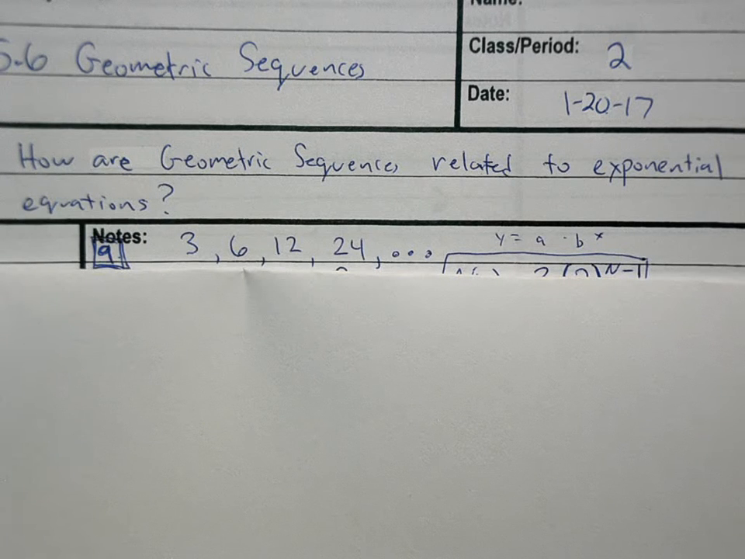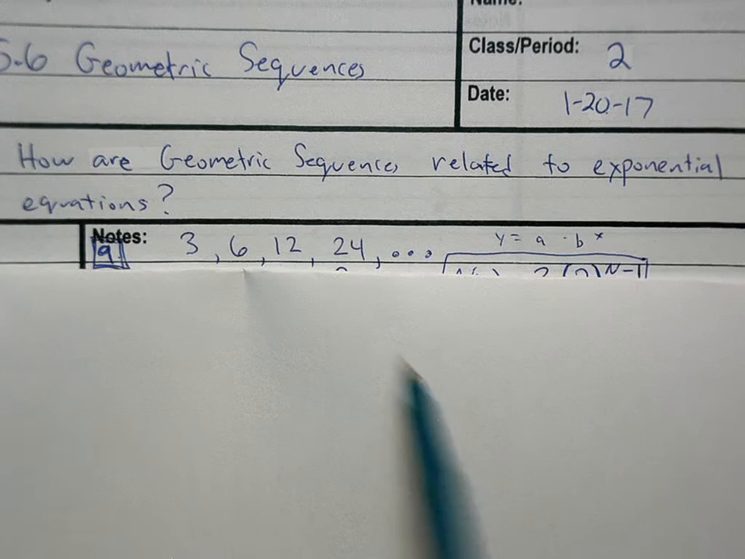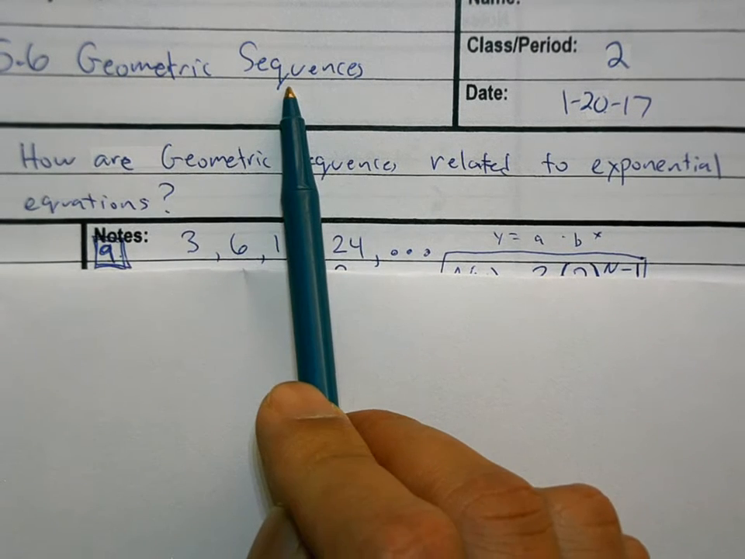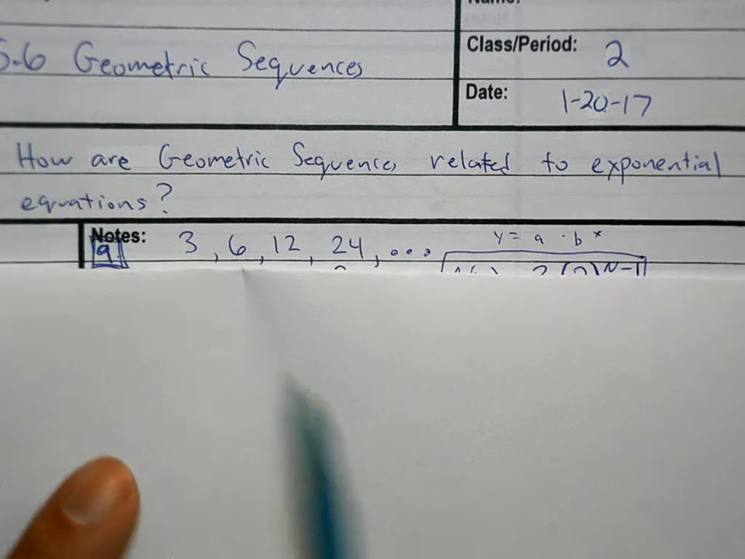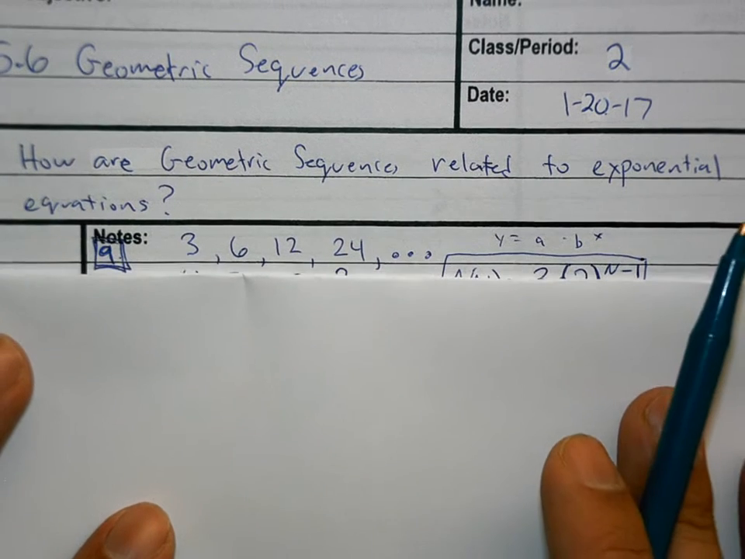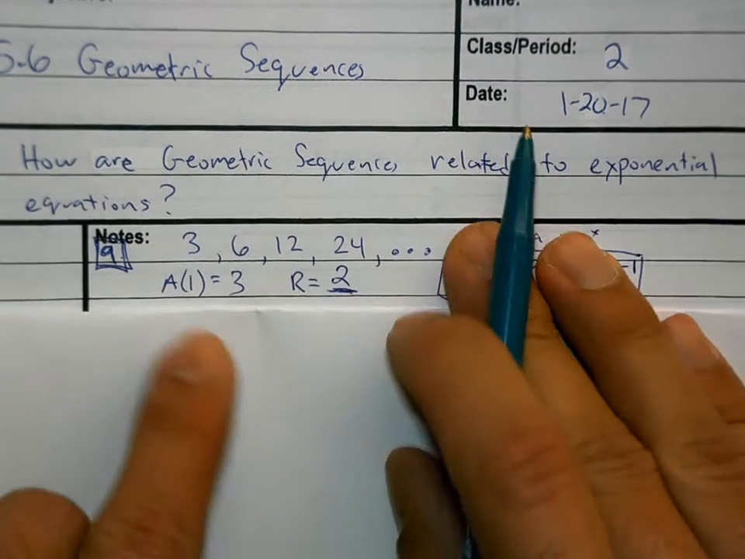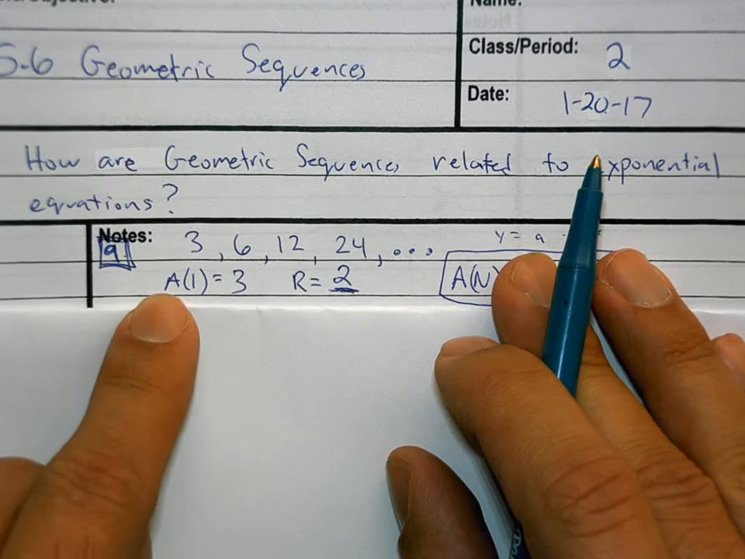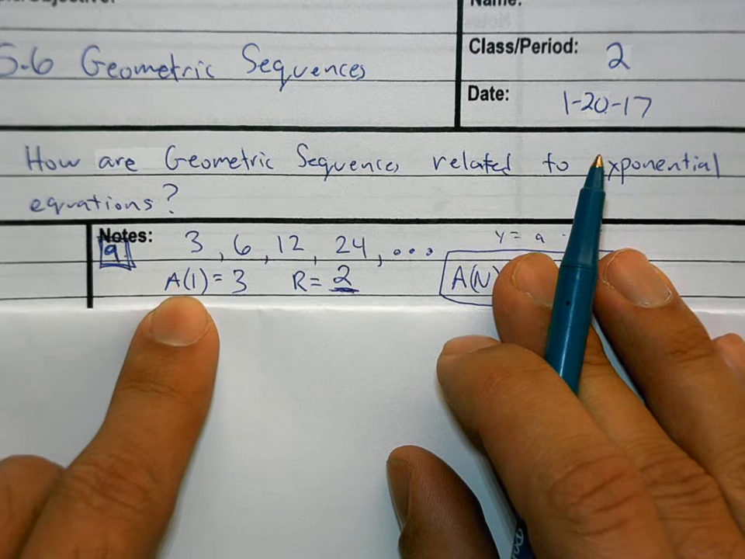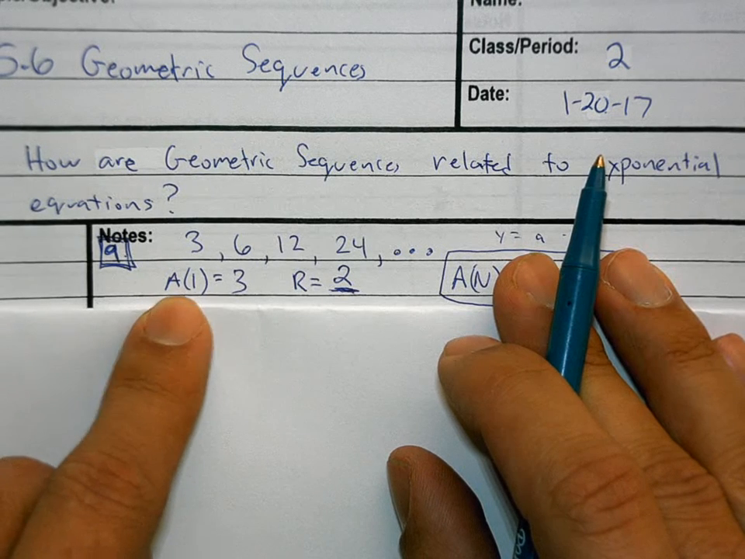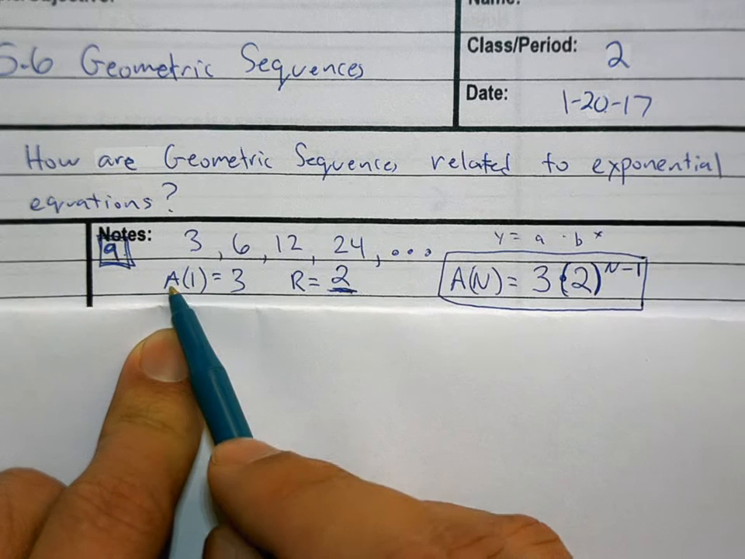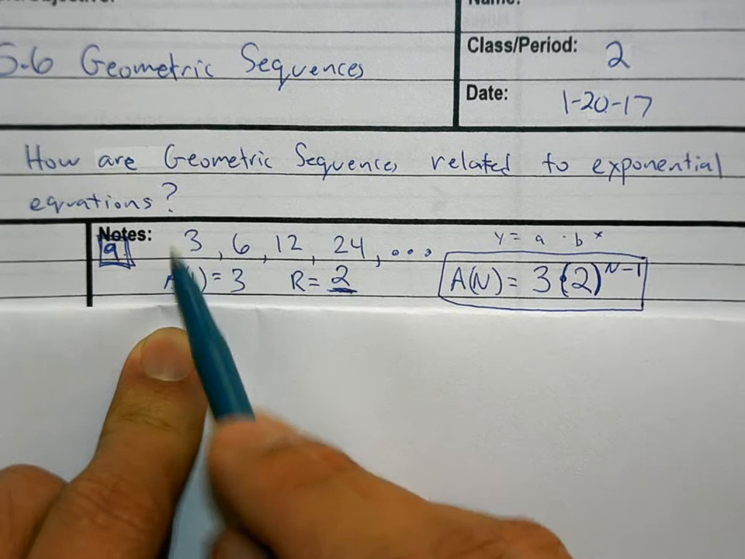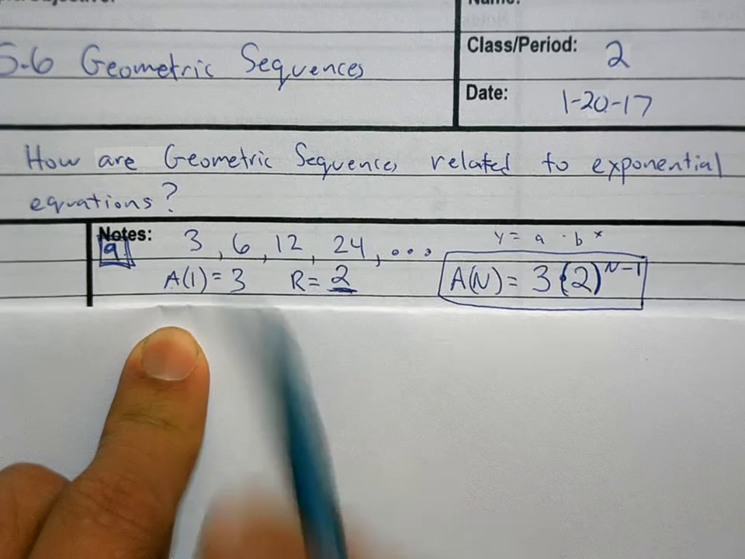You know what's happening with these numbers. You can predict the next number. These numbers are called a geometric sequence, and we're going to define that in just a second. But what I know about this geometric sequence is I know what the first term is, A of 1, A, parenthesis, 1, end of parenthesis. What that means is I know what the first term's value is. The very first number in the sequence is 3.